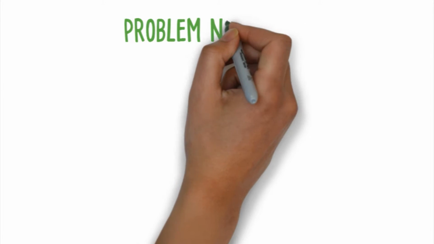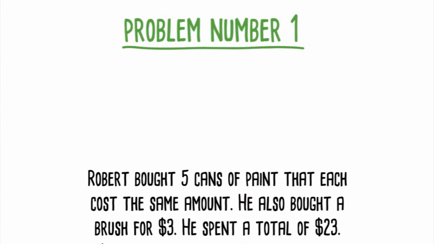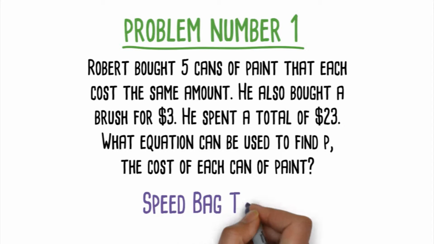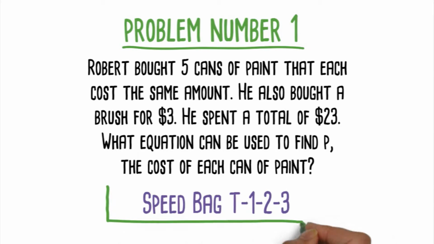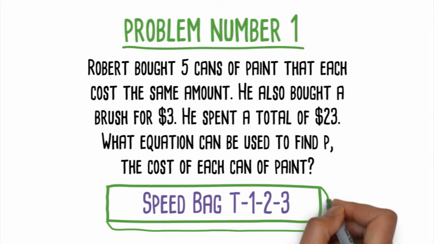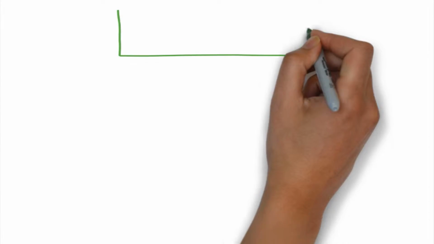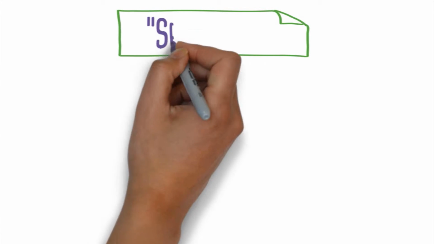When reading problem number 1, we can see that students would need to identify the operations and the placement of numbers in order to create an equation. The SpeedBag T123 bootcamp strategy can be used to help students set up their equation. First, we need to have students practice writing the table several times in speed drawings.